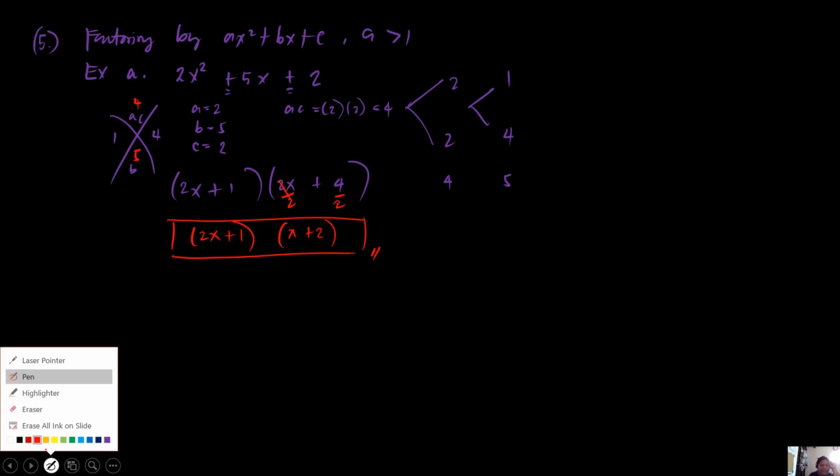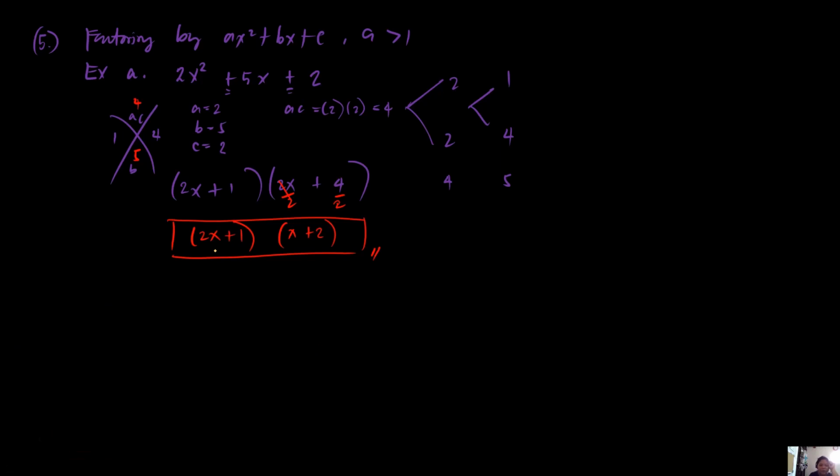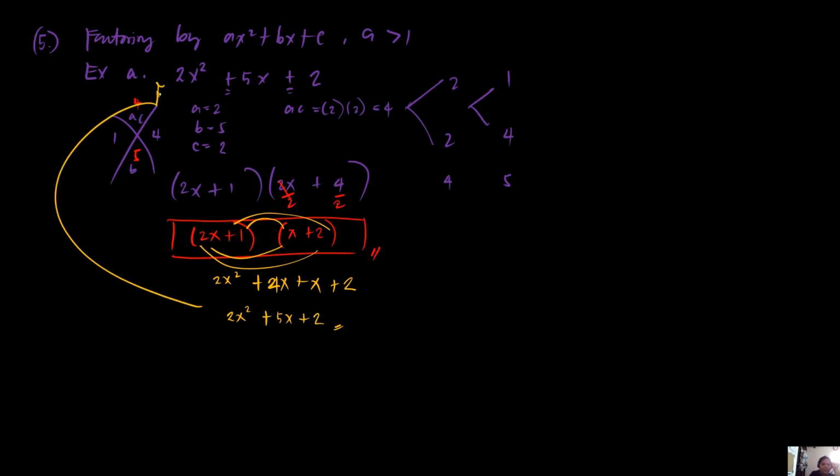Now, let's recheck if our factor is correct. 2 times 2x, you will have 2x squared. 2x times 2, the answer is 4x. 1 times x, the answer is x. 1 times 2, the answer is 2. Combine like terms, so you will have 5x plus 2. You go back to the original expression. Okay? So that's the first solution.